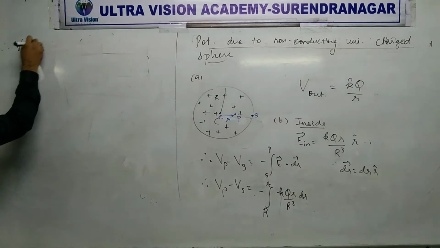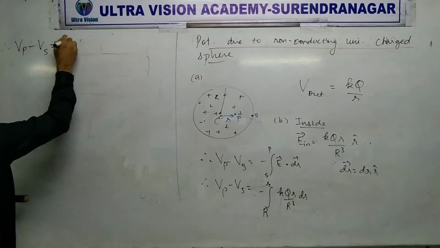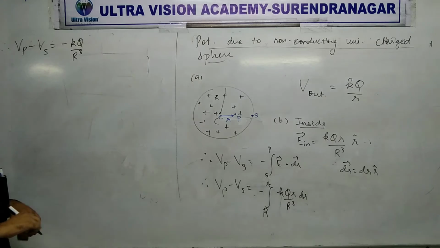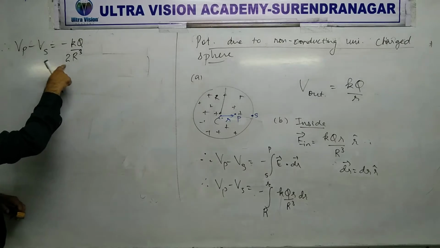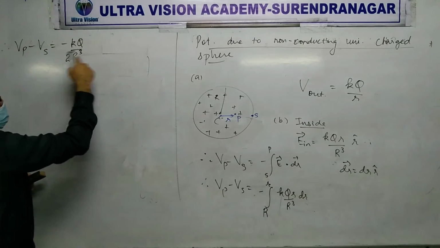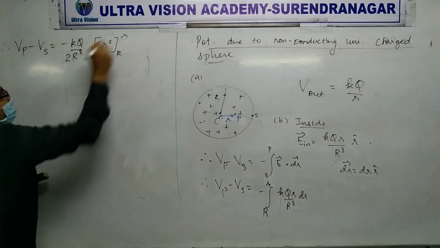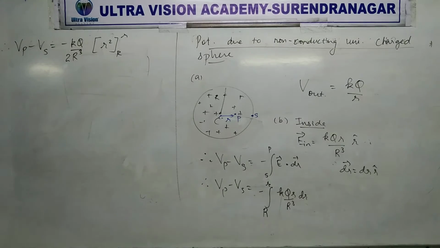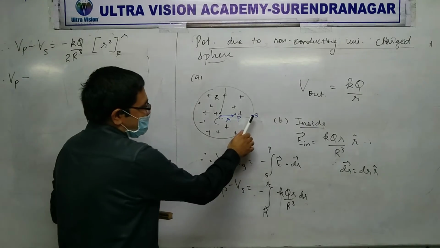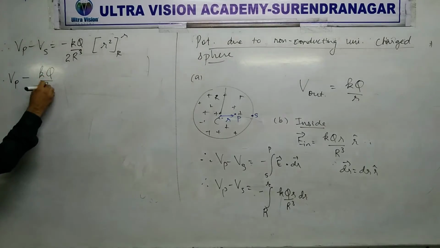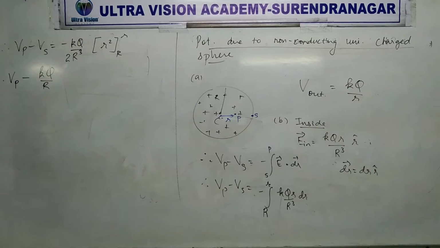Therefore, Vp minus Vs is equal to the constants outside: K is constant, capital Q constant, capital R constant. Integration of r is r square by 2. So 2 is here. Now we have r squared and we have to put limits. Lower limit is capital R, upper limit is smaller r. Now this is the best time to put the Vs value. Vs is on the surface, yes or no? So on the surface, the potential will be kq by capital R. Clear? Sure?